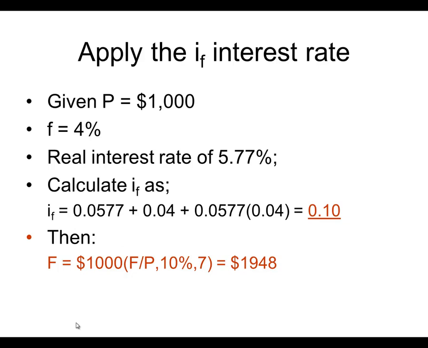If we go to our calculations for the example and try to work backward to find i_f, with P equal to 1000, f equal to 4%, and the real interest rate of 5.77%, we can substitute these values to find i_f, and we will find that i_f will equal 10% or 0.1. Then F will equal 1000 multiplied by F given P with 10%, 7 periods, and that is equal to 1948, which is the same value that we got before.